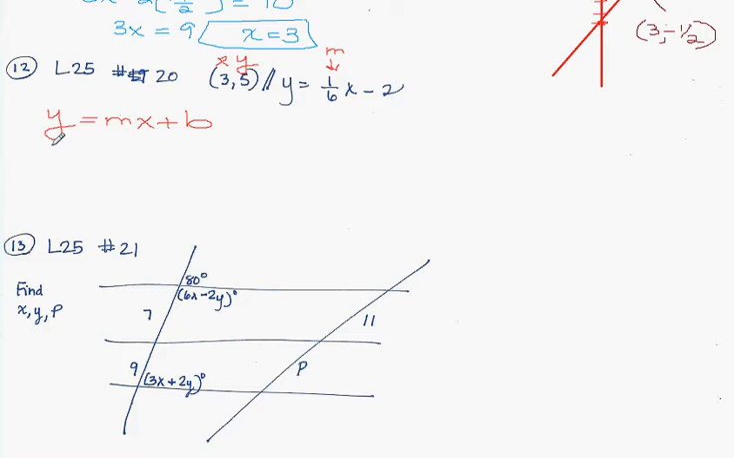So y is 5, m is 1/6, x is 3, and we don't know Mr. B. And this crosses out, so this is all equal to 2. So you get b equals, if I subtract 2 from 5, I get b equals 3. I did something wrong here. Hold on 1 second.